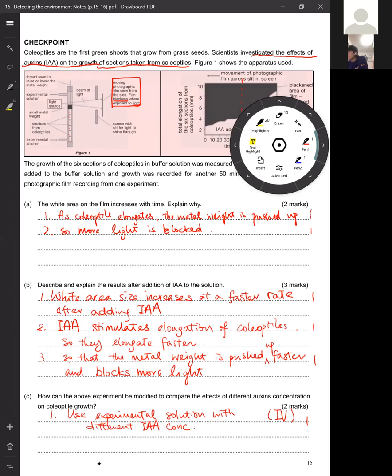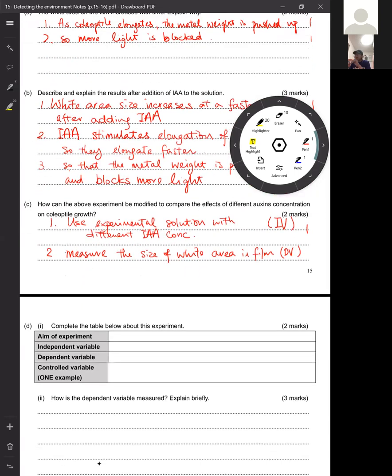What everybody is not writing very well is the way to read the measurement. A lot of students can, of course, quickly write that you have to measure the size of the white area of the film, right? Measure the dependent variable. But there's a trick. If you write this, that is wrong. Not complete, I would say.